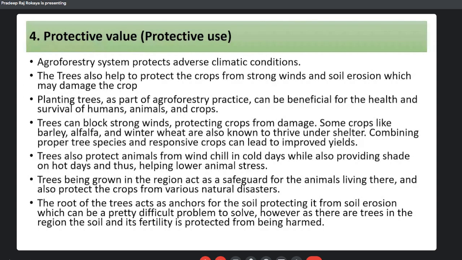The roots of the trees act as an anchor for the soil, protecting it from soil erosion. It can be a pretty difficult problem to solve, however, as there are trees in the region, the soil and its fertility are protected from being harmed. So these are some protective values of agroforestry: it protects from the winds and from disaster conditions.